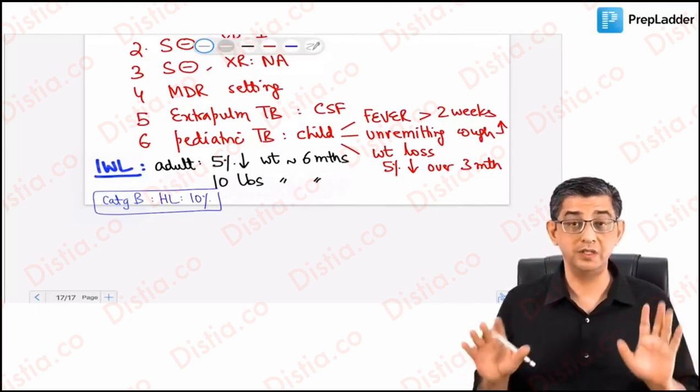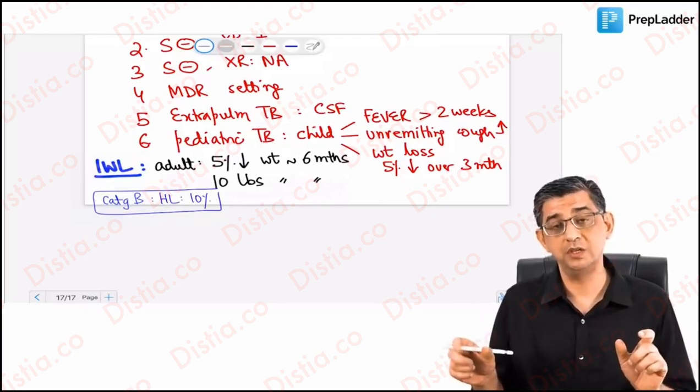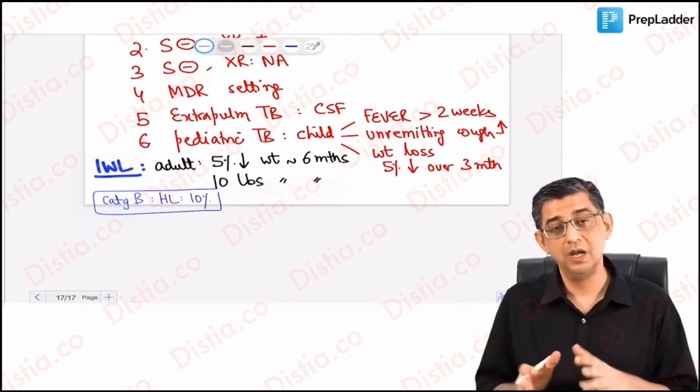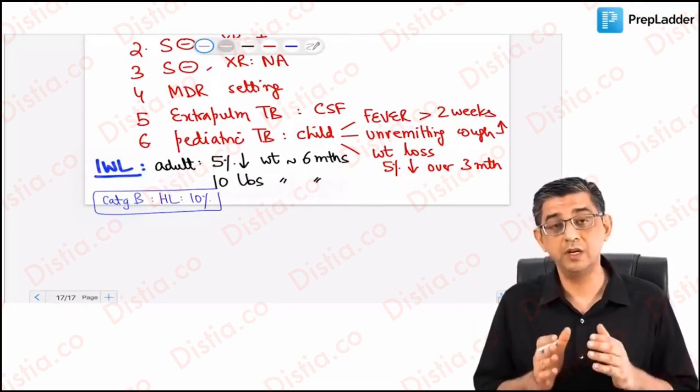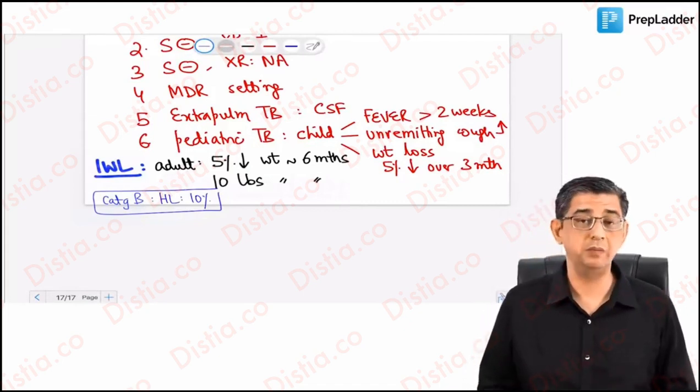In both pediatrics and adults, it is 5%. It is the duration that is changing. For pediatric cases, it is written 3 months. Smaller, the child is small, right? So 3 months. Adult, it's going to be 6 months. And when it comes to 10, it is not 10% in adults. It is 10 pounds over the same time frame.